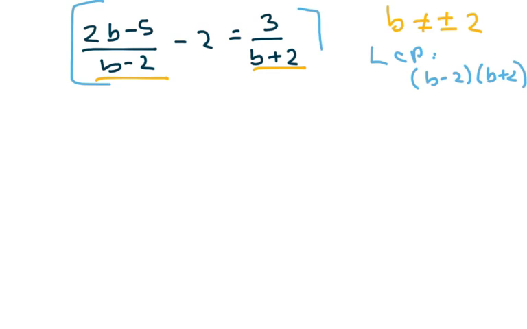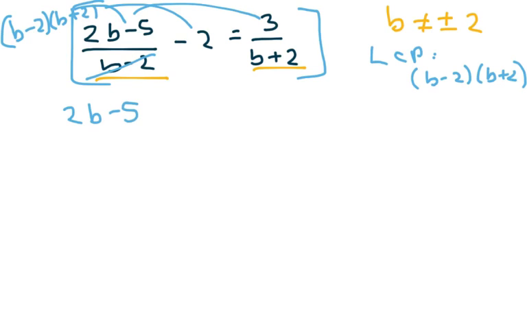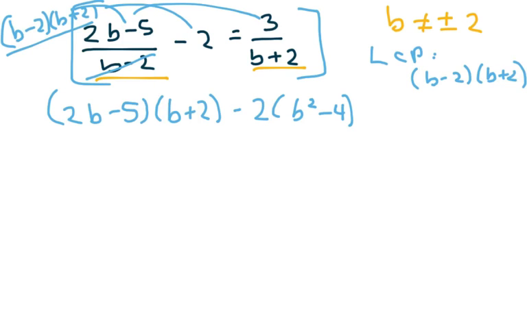So I multiply each piece by my LCD. B minus 2 times B plus 2. And I'm just multiplying each piece. That cancels, so I'm left with 2B minus 5 times B plus 2 minus 2, and I'm going to go ahead and FOIL those together. That's B squared minus 4, difference of the squares, equals 3, and that cancels out, so you get B minus 2.